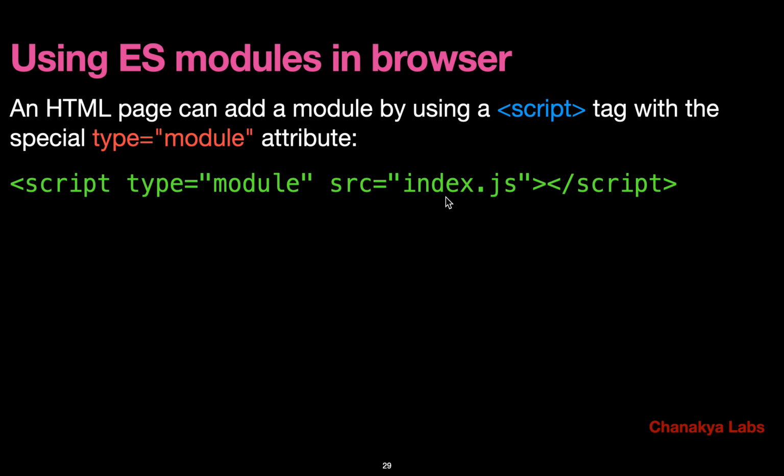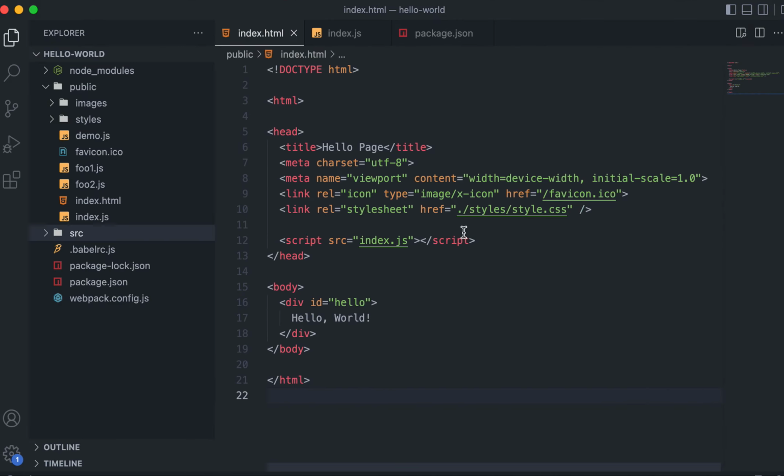Earlier we saw this syntax where there is a simple script tag and src, whatever JS file is there, you have to write it here, right? Now apart from that, you can write type module. If you write like this, then automatically this file is supported to be a module type also. So let's see that in action.